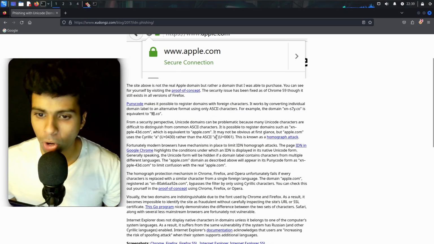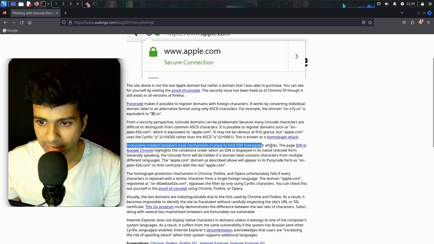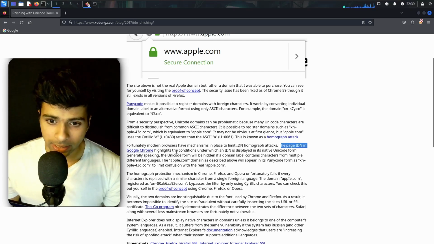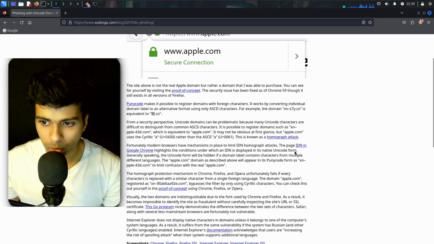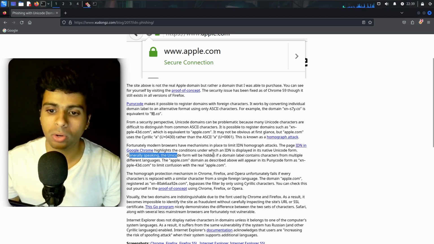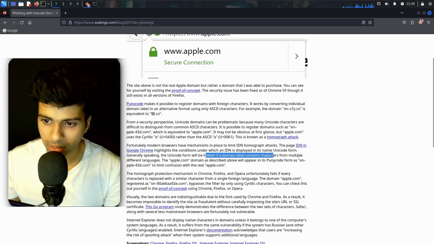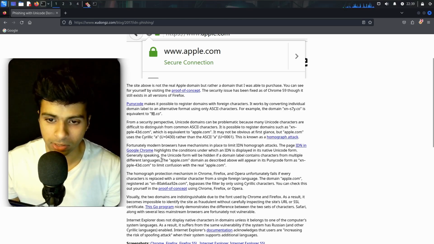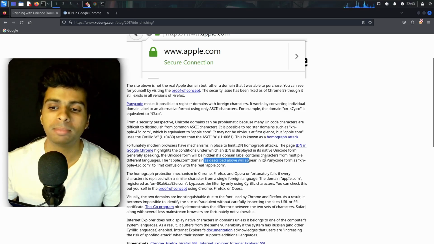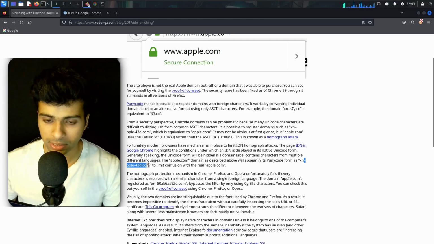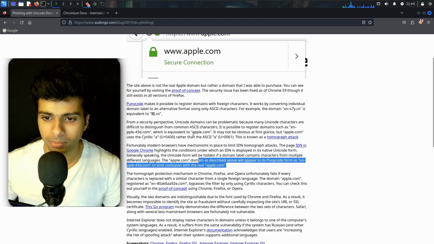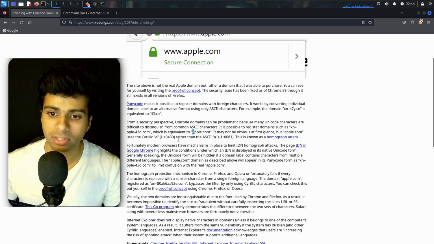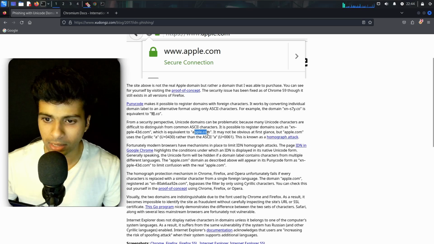Now if we go back, modern browsers have mechanisms in place to limit IDN homograph attacks. The page IDN in Chrome highlights the conditions under which an IDN is displayed in its native Unicode form. Generally speaking, the Unicode form will be hidden if a domain label contains characters from multiple different languages. The apple.com domain as described above will appear in its Unicode form, which is this, to limit confusion with the real apple.com. What this means is, this apple.com domain over here makes use of the Cyrillic A and the rest of the domain is in the ASCII character set.